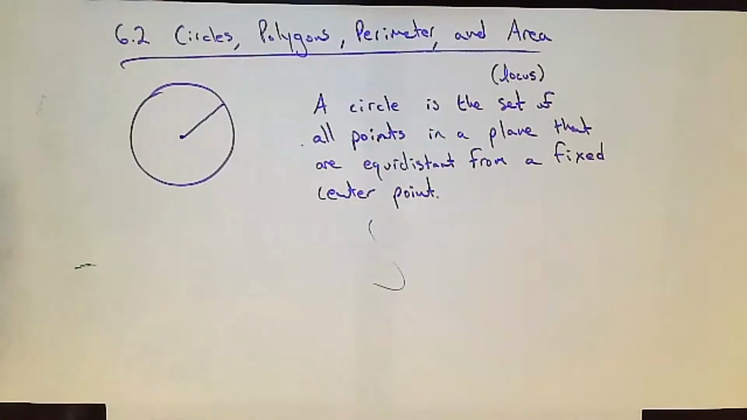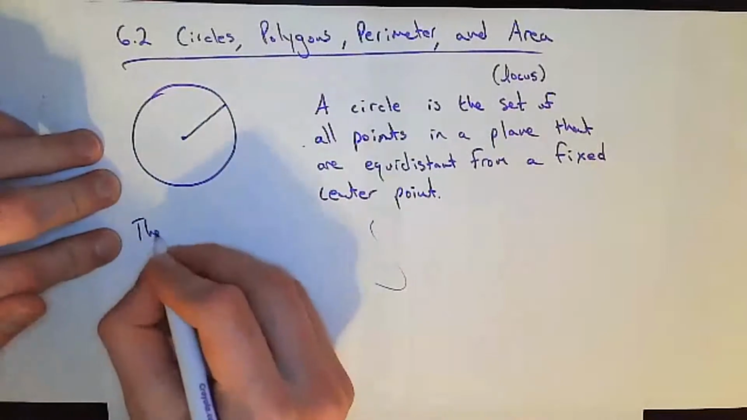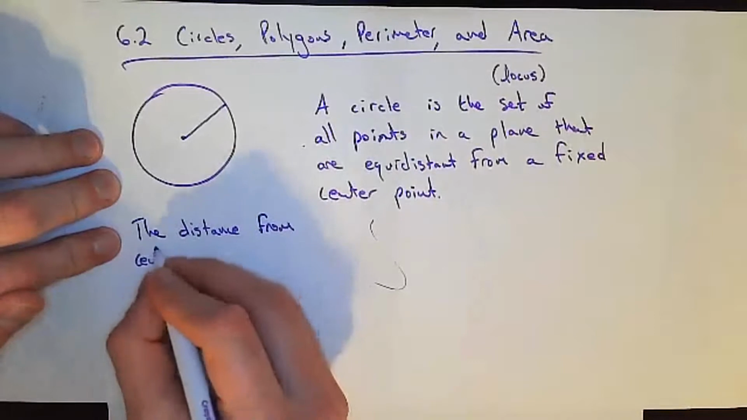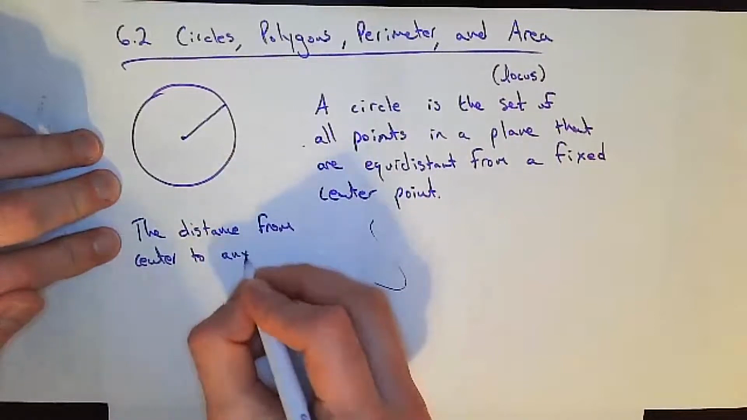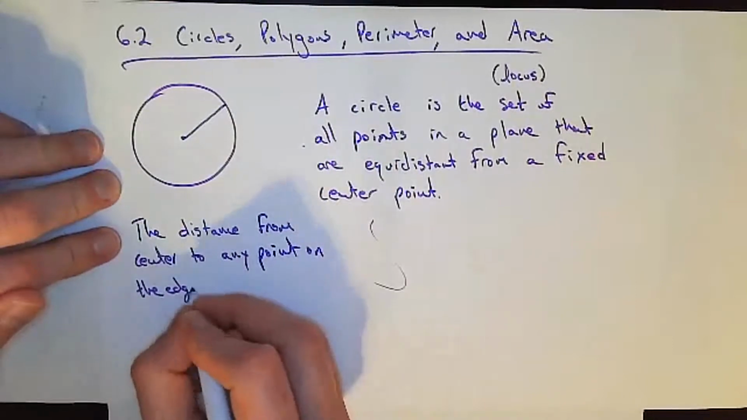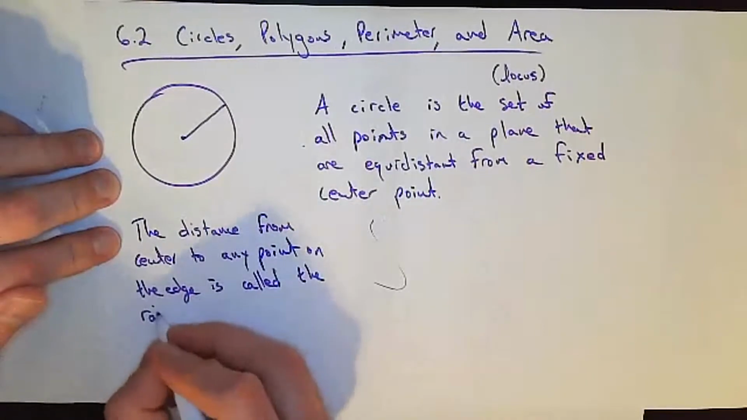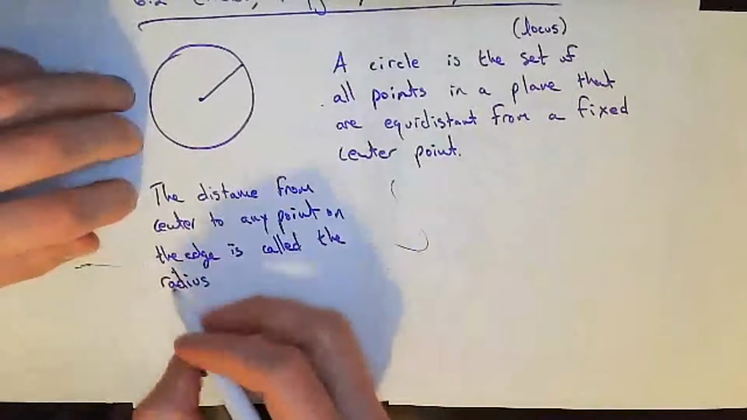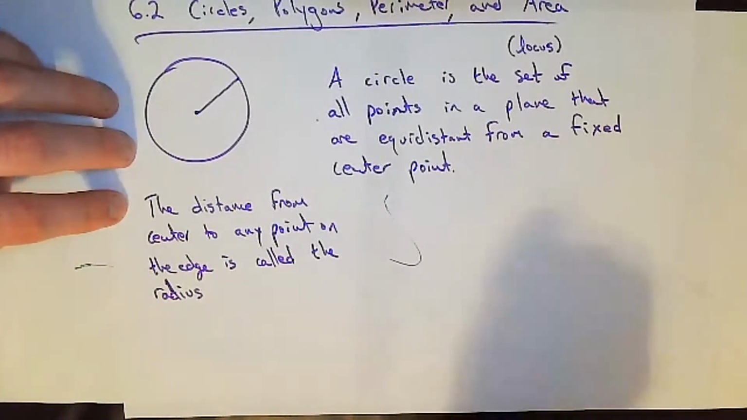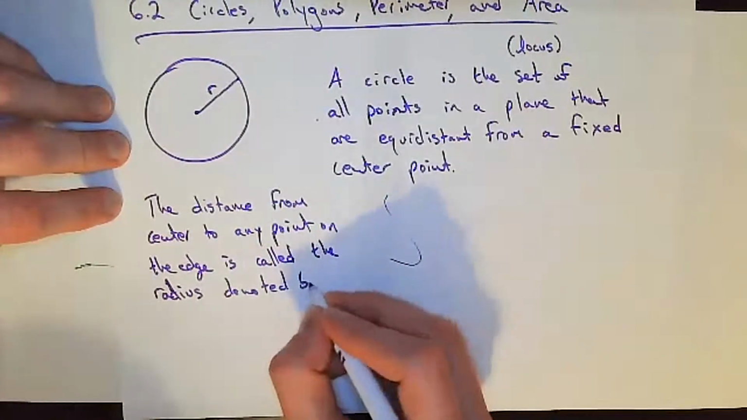The distance from the center to any point on the edge is called the radius. The distance from the center to any point in any direction on the edge is called the radius. We denote it by r.